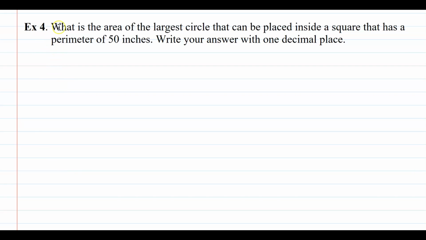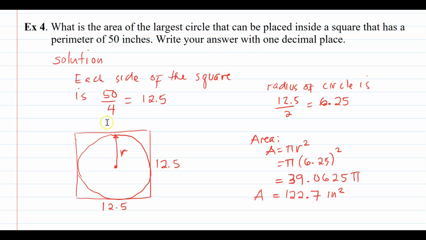Here is our next example. What is the area of the largest circle that can be placed inside a square that has a perimeter of 50 inches? Write your answer with one decimal place. Now, in order for us to calculate the area of the largest circle that can be placed inside the square, we need to know the radius of the circle. And we can find that radius from the given information that the square has a perimeter of 50 inches. So because a square has 4 sides, we can divide the perimeter by 4. So 50 divided by 4 is equal to 12.5.